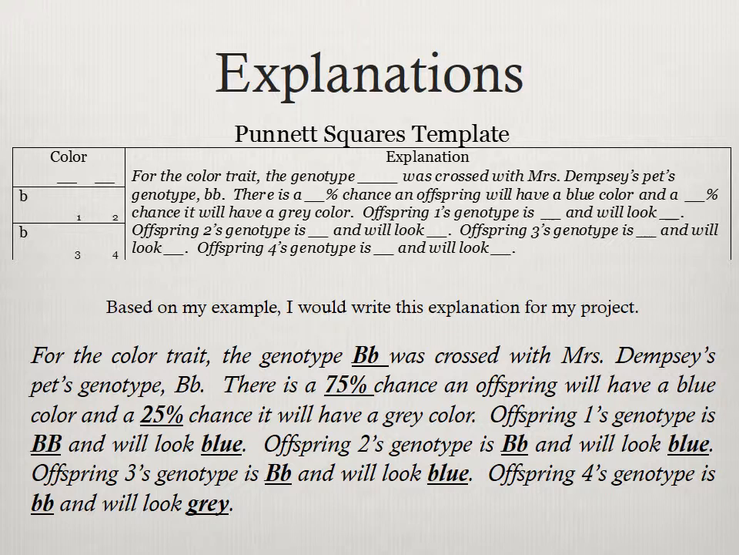For the color trait, the genotype big B, little b was crossed with Mrs. Dempsey's pet's genotype big B, little b. So I put in my genotype, I'm sorry, you put in your genotype, and then you cross it with my genotype.